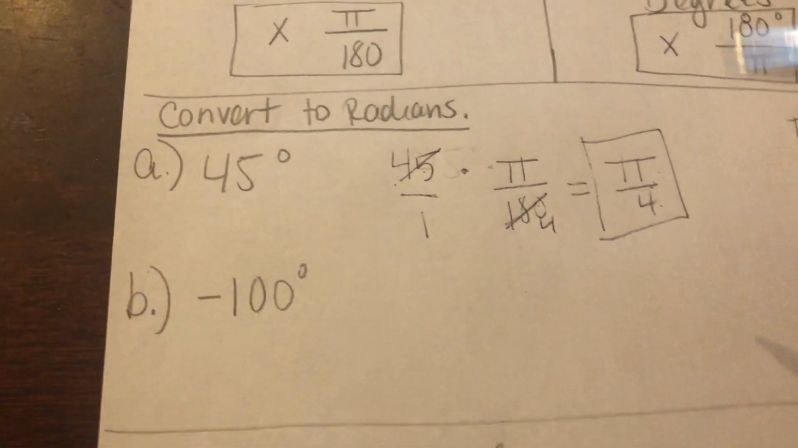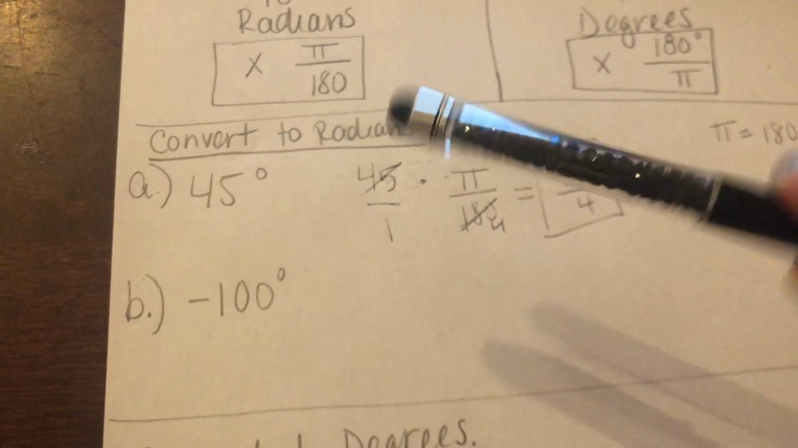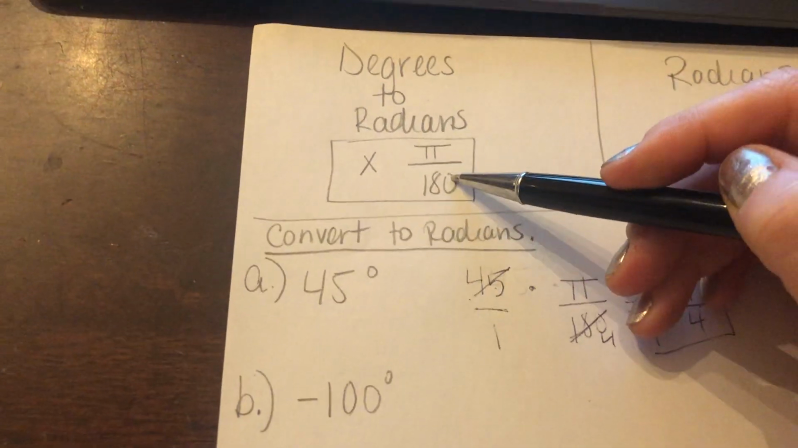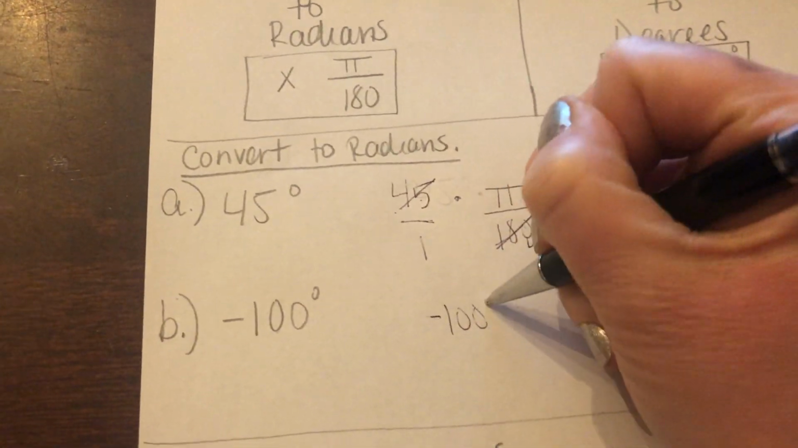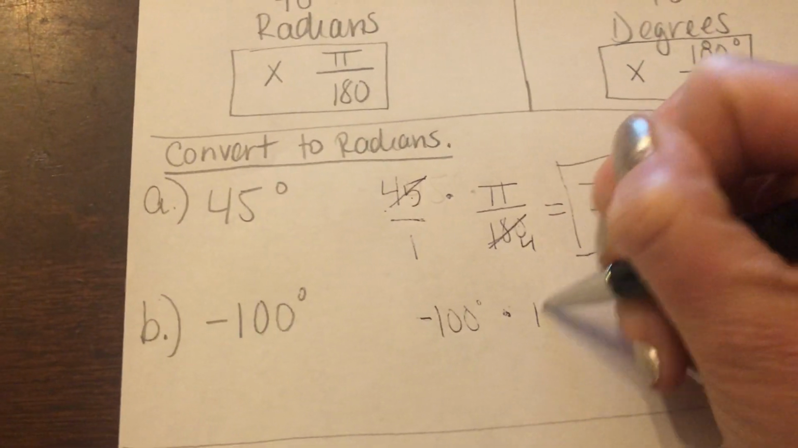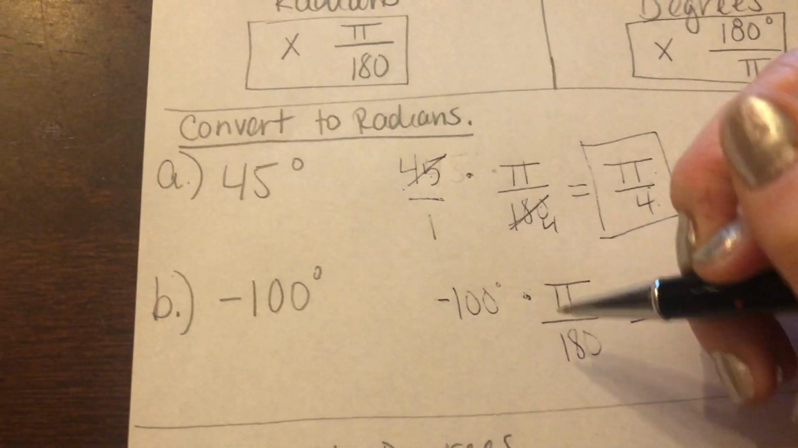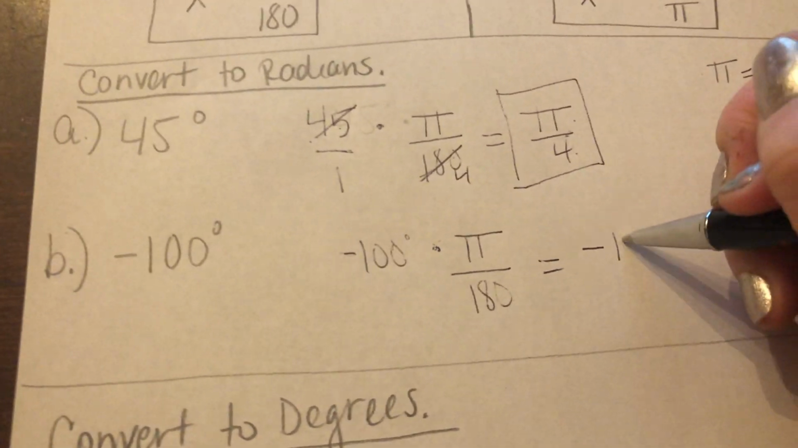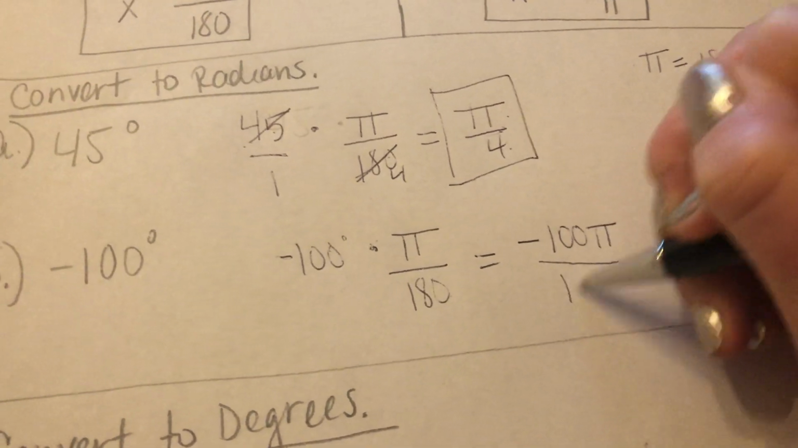All right, I'm going to do one more. So notice this is a negative. This just means that you're rotating this way. Okay? So negative 100 degrees. I'm still going to do the same thing. I'm going to multiply by pi over 180. So I'm going to take my negative 100 degrees and multiply by pi over 180. What's that going to give me? This is going to give me negative 100 pi over 180.